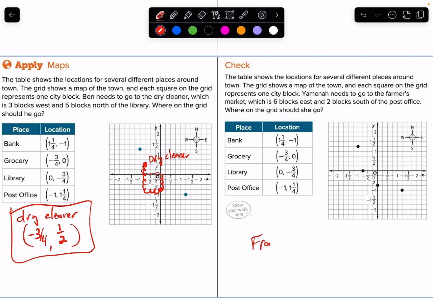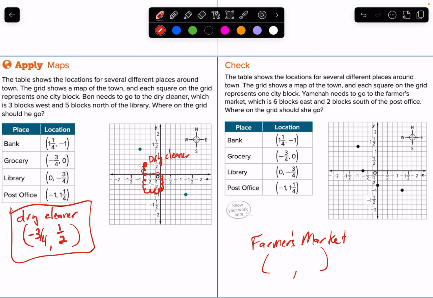So the farmer's market. I want the farmer's market. Farmer's market is at what coordinates? So pause it, start from the post office, move where you need to go, and give me the coordinate.